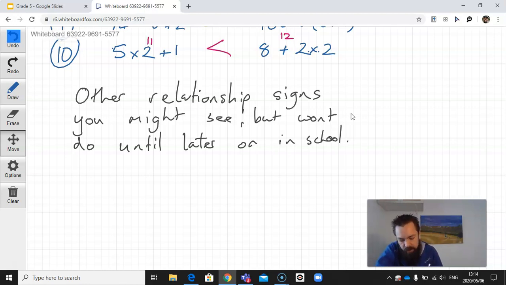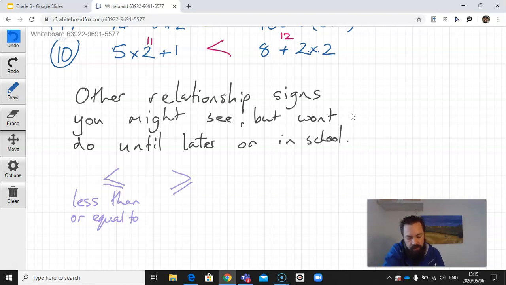Okay, so for the first two I want to show you, these ones look a little weird. The one on the left is less than or equal to. You're not going to come across it in maths this year, but that's what it means. So you read that as less than or equal to. And the one on the right is greater than or equal to. Again, not going to see it this year, but it's there for you to know.